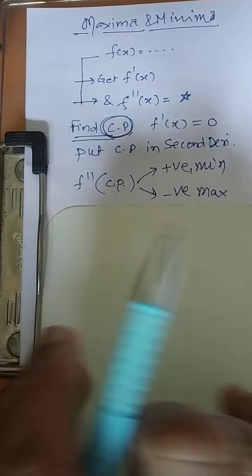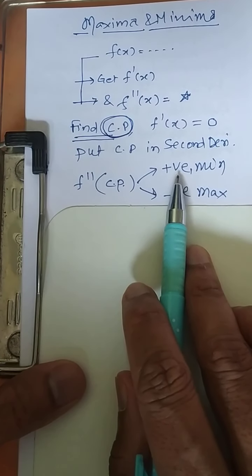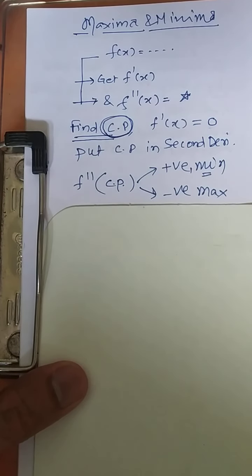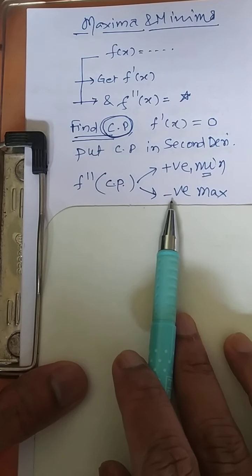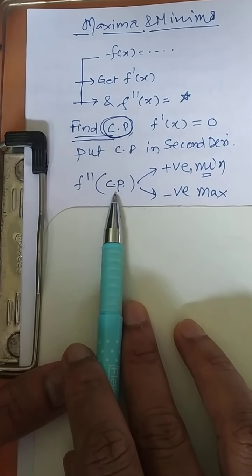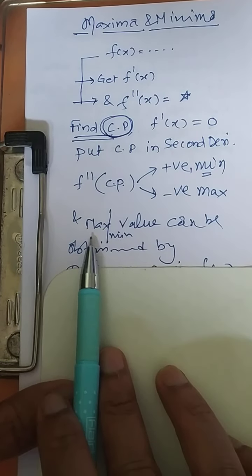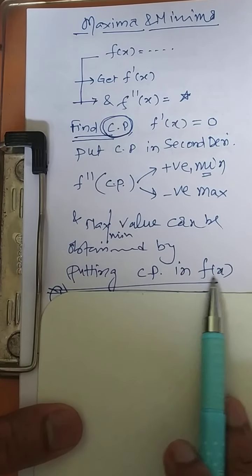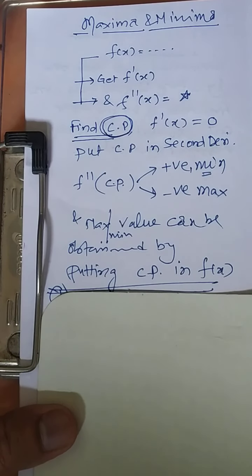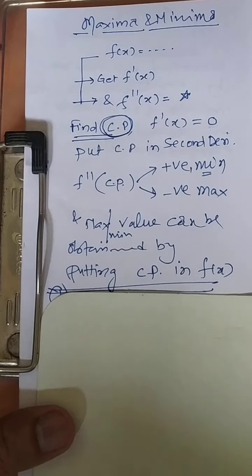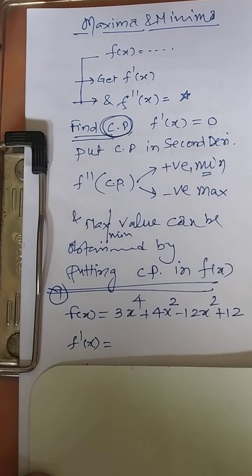Now remark, if f double dash of a particular CP will be positive, then the function is said to be minima at that particular point, and if f double dash of the particular CP will be negative, then the function is said to be maxima at that particular critical point. And in case you want maximum and minimum value, then put the required critical point in the given function. So this is a common method of answering the question. As and when this method is applied for any particular question, you will understand the exact meaning of that. Let us look at this question.